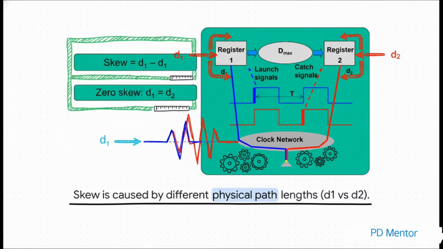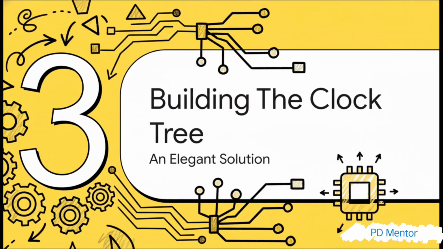And this shows you why it happens in the physical world. The wire going to register 1 has a certain length, D1, and the wire going to register 2 has a different length, D2. The path lengths are different, so the arrival times are different. It's a simple concept, but it's incredibly destructive to a chip's performance. So the big question is, how do engineers beat this fundamental law of physics?